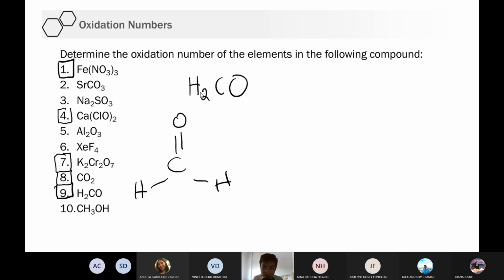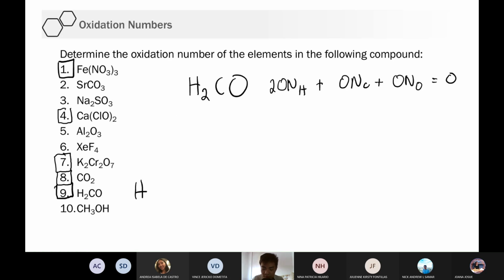Anyway, so we have formaldehyde. This is not ionic. So, this is a covalent compound. Wala tayong metals eh. Ibig sabihin, we can just simply write that the oxidation number of hydrogen times 2 plus the oxidation number of carbon plus the oxidation number of oxygen is equal to 0. Bakit 0? Wala kasing nakalagay dun. Pag wala nakalagay sa top right corner, ibig sabihin the charge is 0. Now, tatlo yung ating variables: the oxidation number for hydrogen, carbon, oxygen.